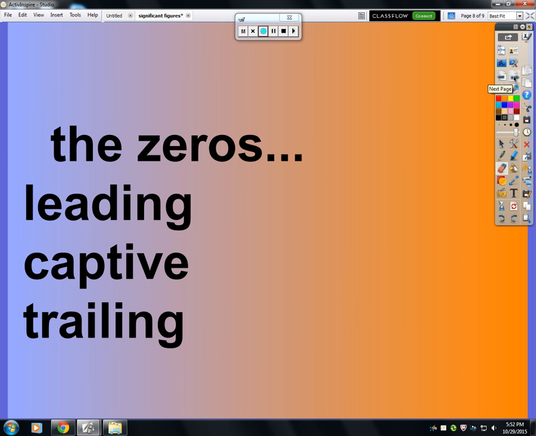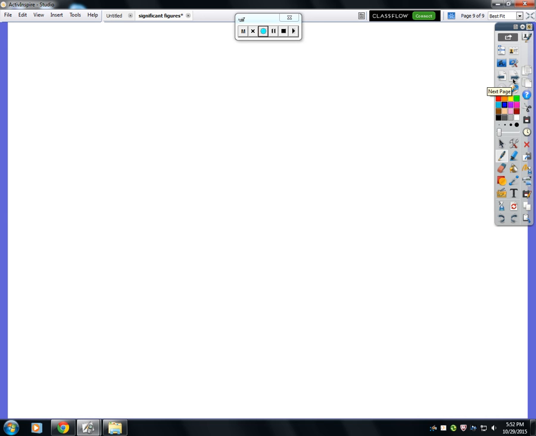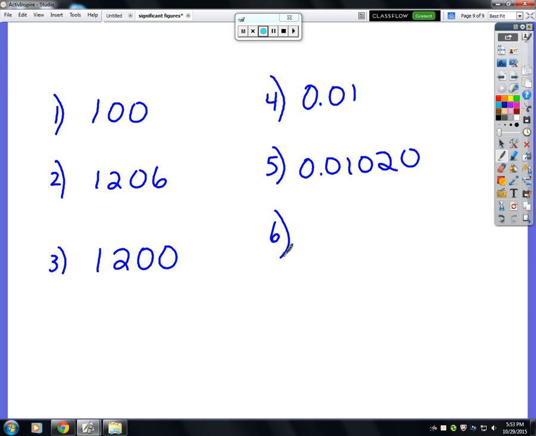So what are our 3 kinds of zeros? Leading, captive, and trailing. Leading zeros never count. In your life, they never count. Captive zeros always count. And what about trailing? Only with a decimal. So I'm going to write some examples here, and as I put them up here, you can go ahead and try and tell me how many significant figures there are. And look at what kind of zeros there are. You can pause this if you'd like to.